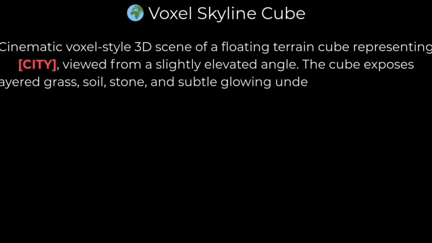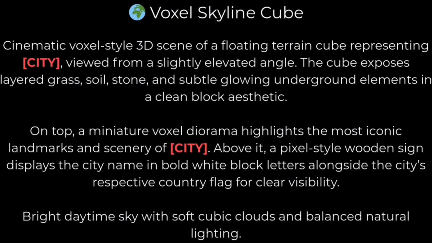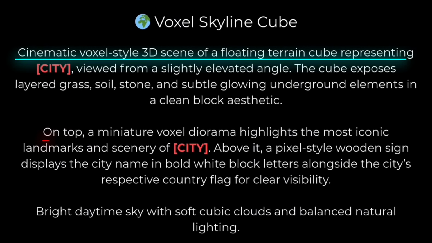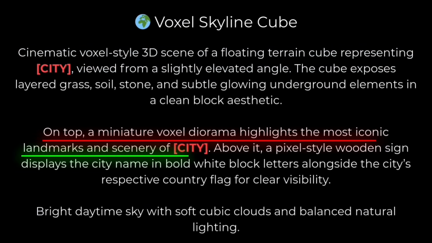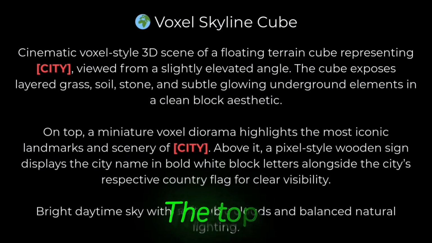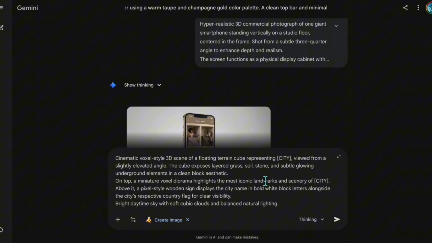Prompt 4 is Voxel Skyline Cube. And this is where we go full Minecraft but make it look cinematic. We are building a floating terrain cube of any city, topped with its iconic landmarks in voxel style. The underground layers are the secret detail here. Most voxel prompts only show the top. By asking for exposed cross-sections of grass, soil, and stone, we get a floating island effect that makes this look like a game world render, not just a city illustration.